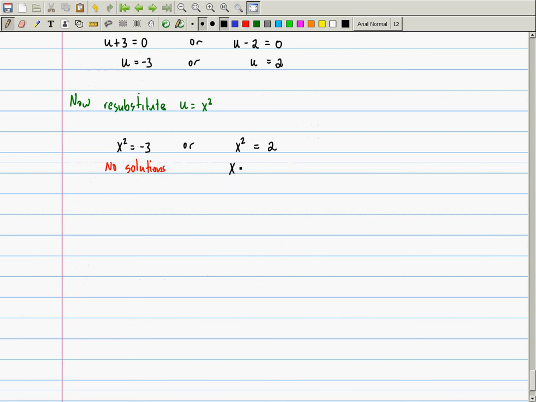So I'll go through this again. Generally speaking, the solution to X squared is equal to A for any A, that is, X is negative the square root of A, or X is positive square root of A. So then, there are two solutions. X is negative square root of 2, or X is positive the square root of 2.